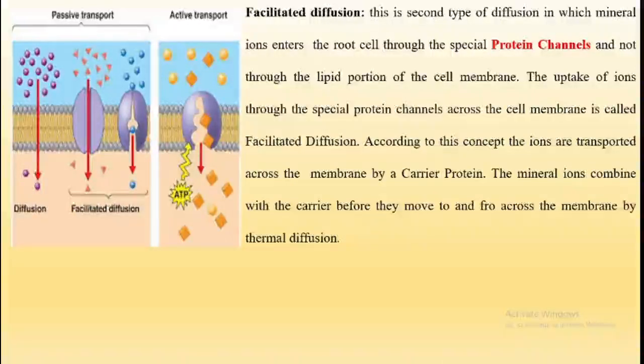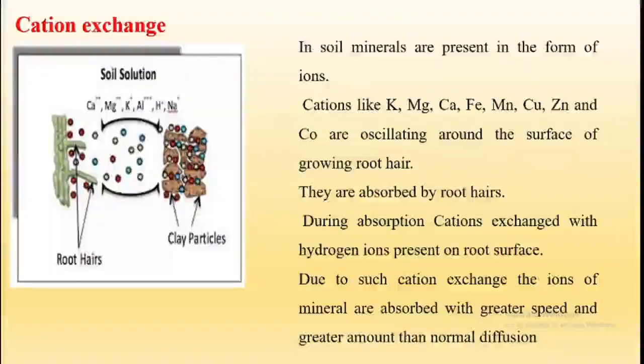This is the second type of diffusion, in which mineral ions enter the root cells through special protein channels and not through the lipid portion of the cell membrane. The uptake of ions through the special protein channels across the cell membrane is called facilitated diffusion. According to this concept, the ions are transported across the membrane by a carrier protein. The mineral ions combine with the carrier before they move to and fro across the membrane by thermal diffusion.